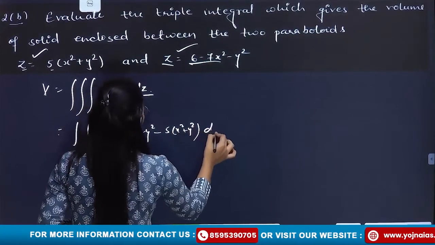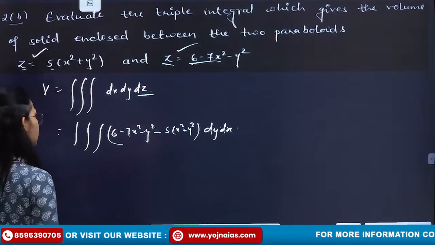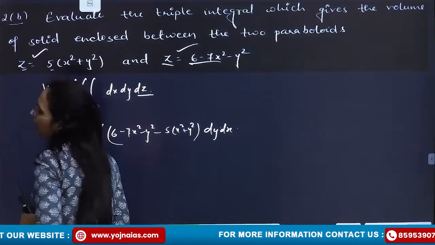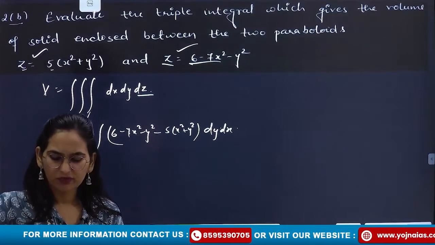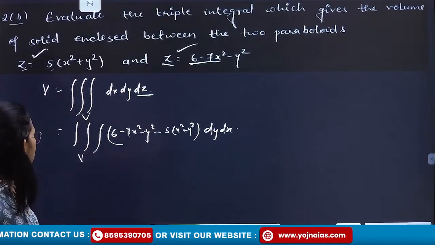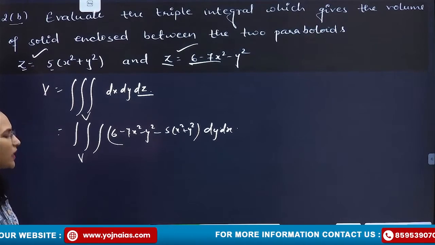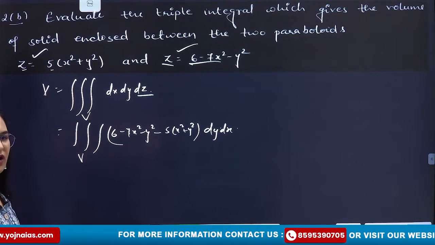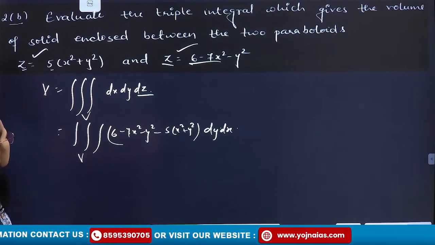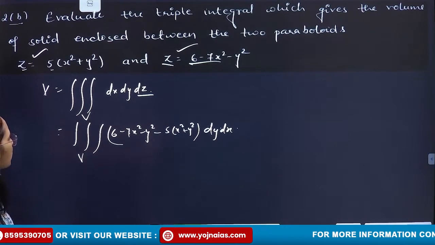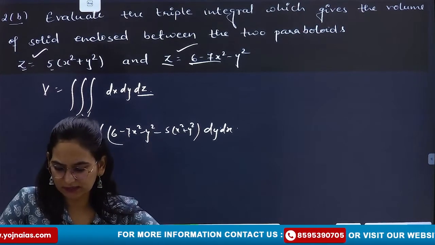Then you need the region. Then you need to find out the limits here. And how would you find out the limits? One thing you can do is change directly into cylindrical coordinates. Here y square is there, so put x is equal to r cos theta, y is equal to r sin theta, and then you can go. Then your region would be: z is given from here to here, and x and y would be calculated over where? How would you calculate x and y then?